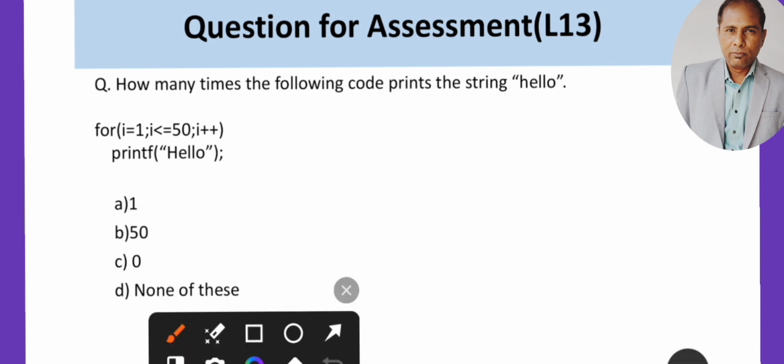Now we have one question for you, which you can try on the basis of the loop MCQs we have solved in this lecture. How many times will the code print hello? We are starting from 1 and ending at 50. How many times will this print hello? This is the question for you.